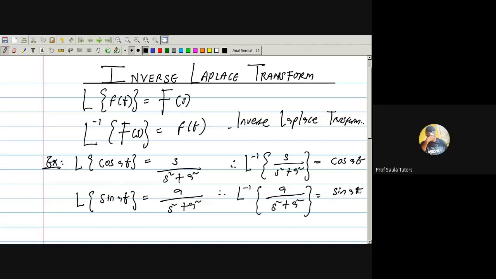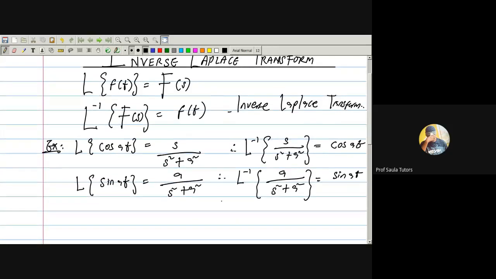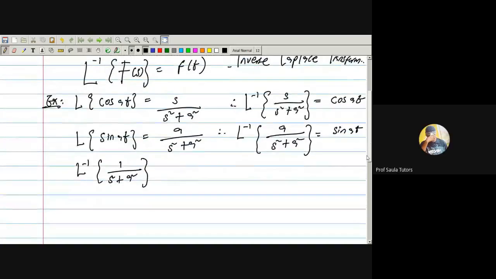Now I want to play one game with you. Now check the game here. It can be so tricky. What is the game? If I ask you, what is the inverse Laplace transform of 1 over s squared plus a squared? What you learned here was a over s squared plus a squared, but now it's 1 over s squared plus a squared. What will be my answer? Would it be sine t? No, it's not.